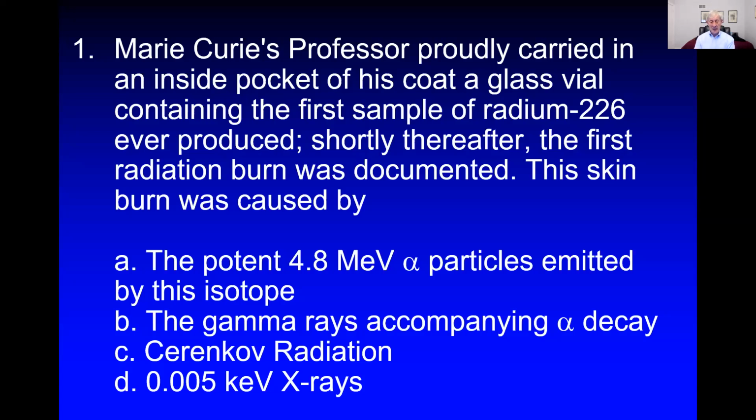It cannot be A. And in fact, the correct answer is B. It's the gamma rays that pose the risk and cause the burn. Cherenkov radiation, you would only find that in a reactor core, and an X.